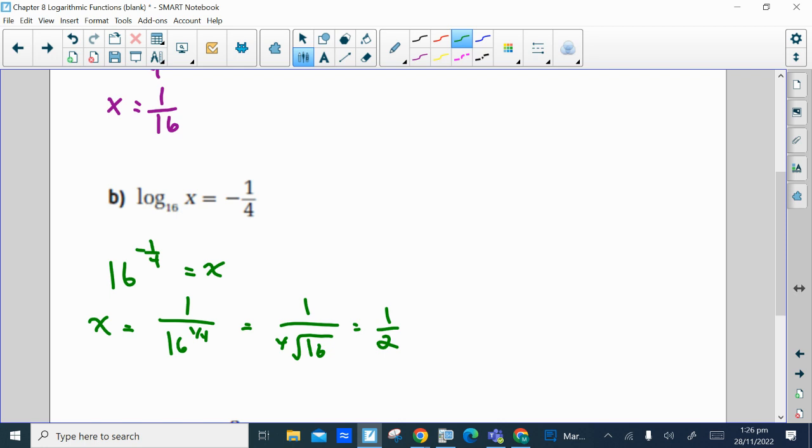So when you convert from logarithmic to exponential, starting with the base and cycling through, you'll get 16 to the negative 1/4 equaling x, or x equaling 1 over 16 to the positive 1/4, and power 1/4 means the fourth root of 16, which is 2. So 1/2 is the answer to that.